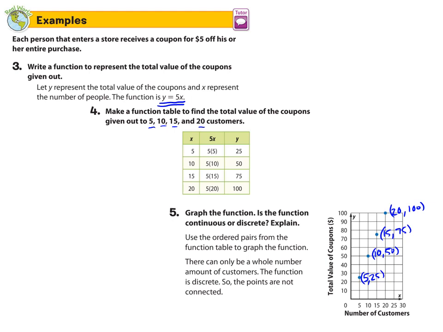So we graph the ordered pairs. Now you can only have a whole number of customers. So the points are not connected, and because they're not connected, this function is discrete. Do not connect the dots in this, like I mentioned before. You cannot have half a customer. Now you can have 6 customers, you can have 7 customers, but you cannot have half a customer.